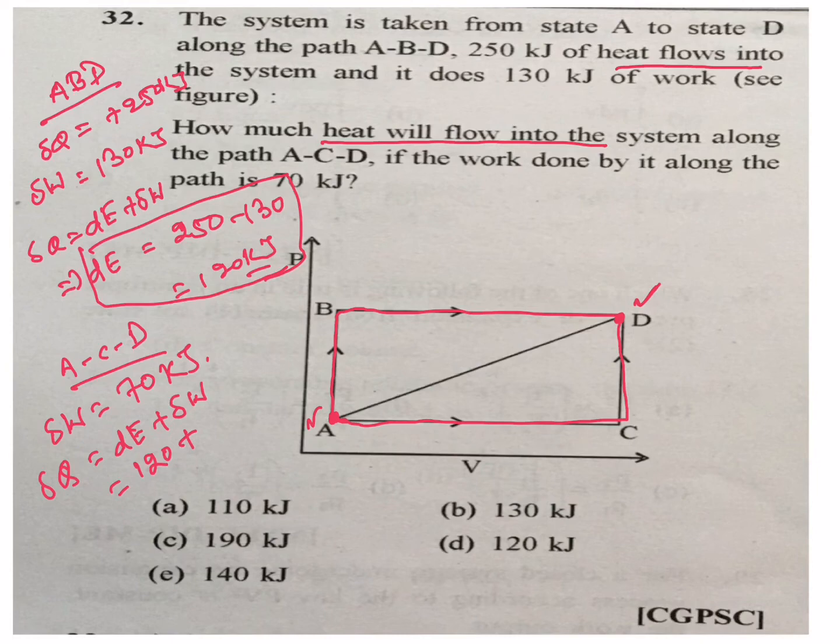120 kilojoule. Then work done how much? 70. 190 kilojoule is your answer. From option C is your correct answer.